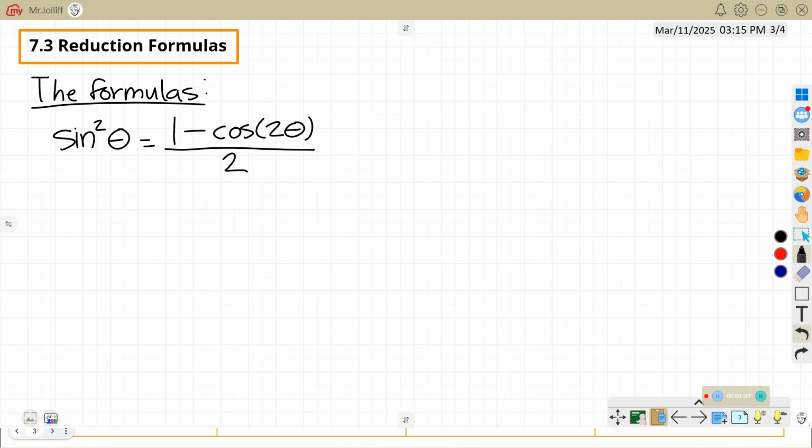Cosine's formula looks almost identical, except the operation in the middle changes. 1 plus cos 2 theta over 2. We like that. Makes them easier to remember. They form a nice pretty pair. Sine is the minus, cosine is the plus.